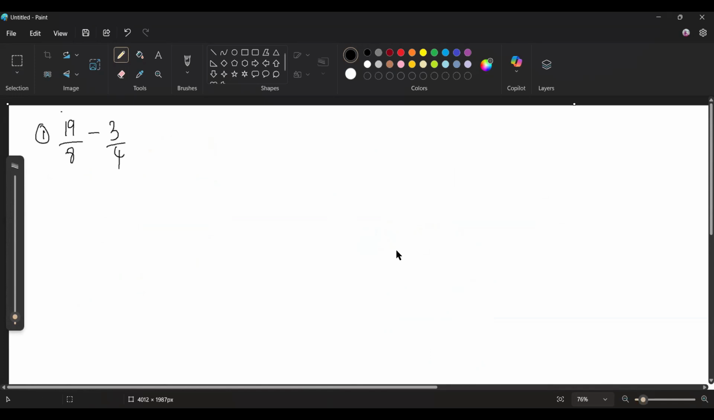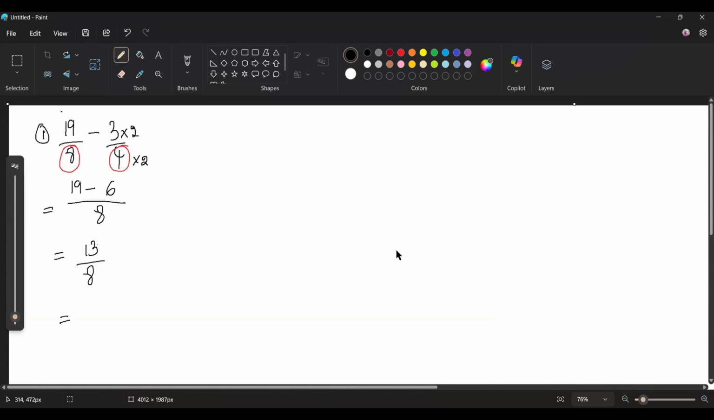When you subtract these two, you have to take a common denominator. 8 and 4, you can take 8 as the common denominator, because 4 can be converted to 8. So no need to multiply here. We have to multiply this one by 2. When you multiply by 2, 3 into 2, 6. 19 minus 6 is 13 over 8. Answer should be 13 over 8.